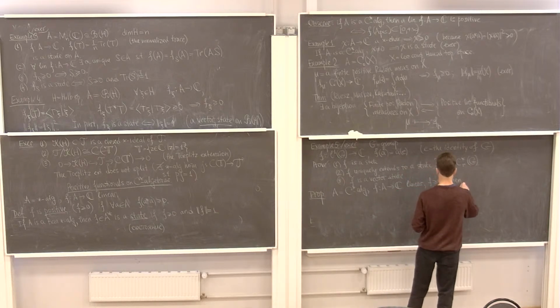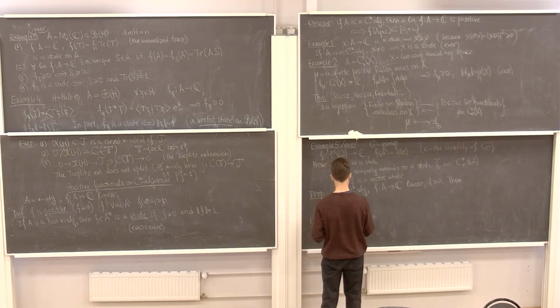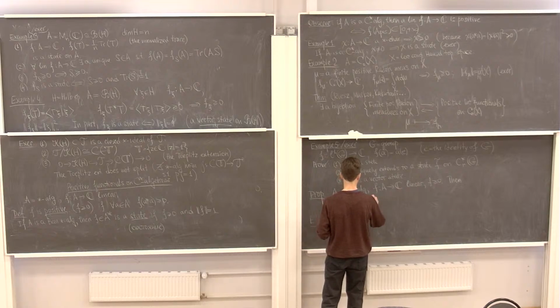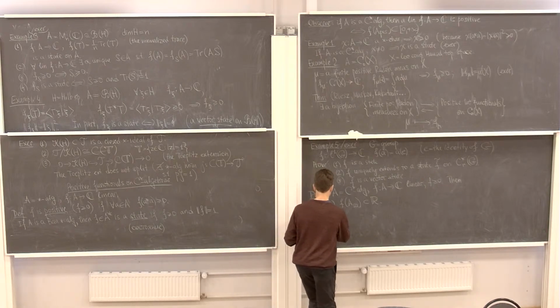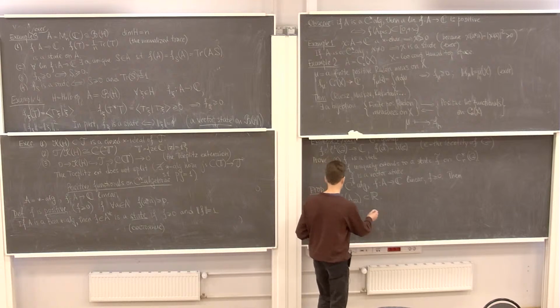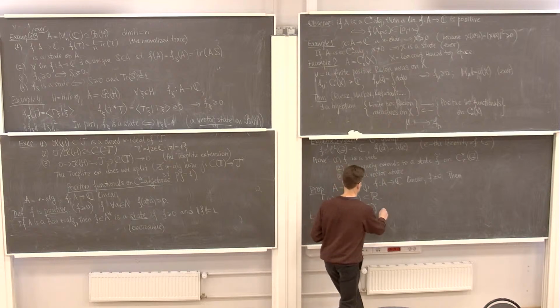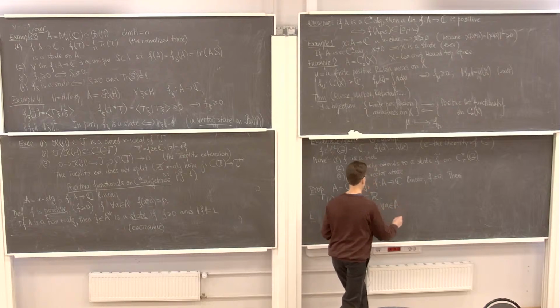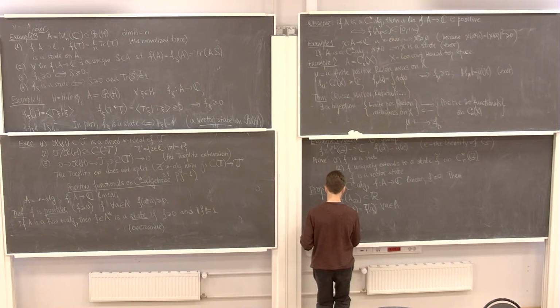Then, first I claim that f takes self-adjoint elements of A to real numbers. Second, I claim that f is Hermitian in the sense that it is compatible with the involution. So we have this formula for every element in our algebra. And finally, I claim that f is automatically continuous.